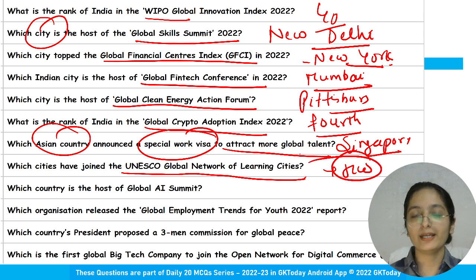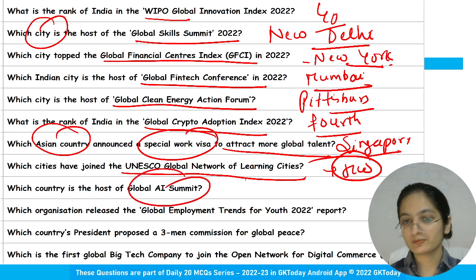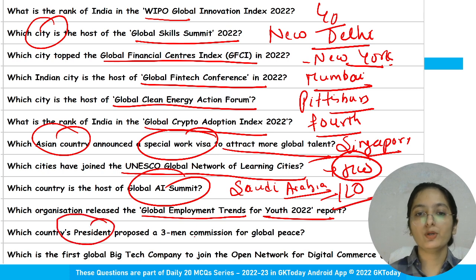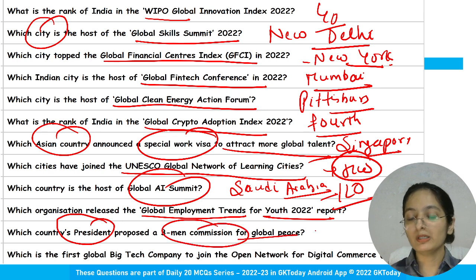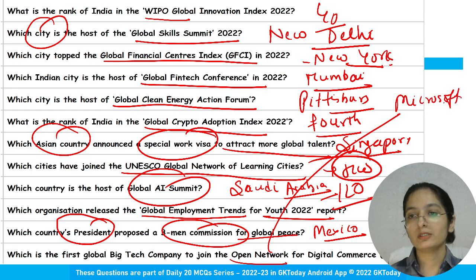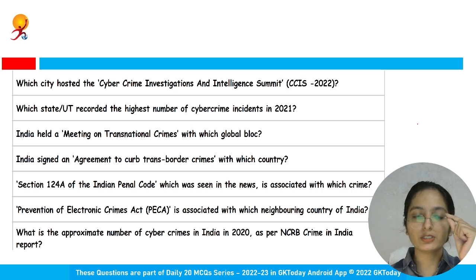This is your homework and I expect answers from each one of you. Which country is the host of Global AI Summit? What is the answer? Saudi Arabia. Which organization released Global Employment Trends for Youth 2022 report? ILO. Which country's president proposed three-men commission for global peace? Mexico. Which is the first global big tech company to join ONDC, Open Network for Digital Commerce? Microsoft. Clear? Then coming to certain other questions.